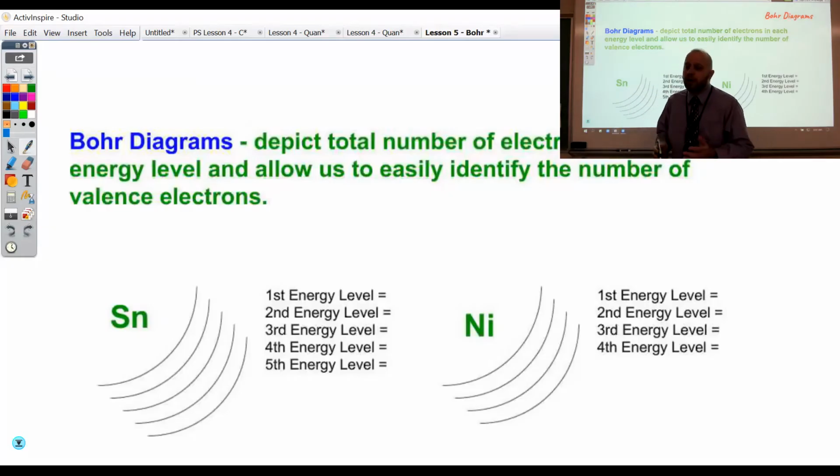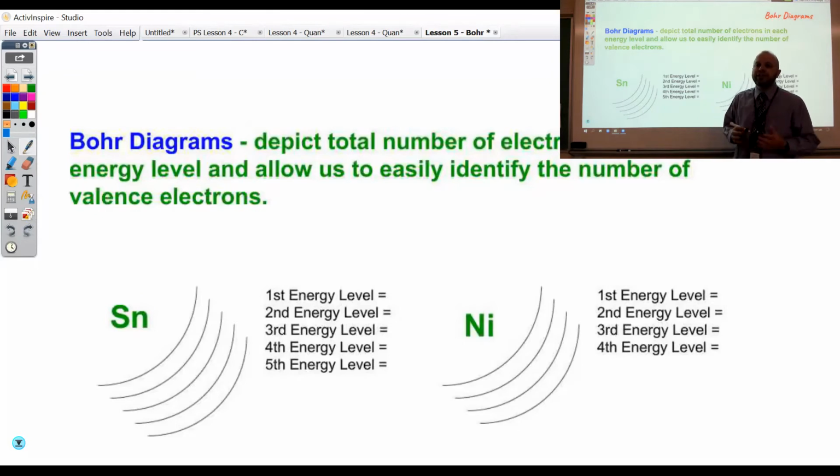As you can read above, it says Bohr diagrams depict the total number of electrons in each energy level and allow us to easily identify the number of valence electrons, which again will be the electrons in the outermost energy level. So we have two examples up here. We have tin and we have nickel.